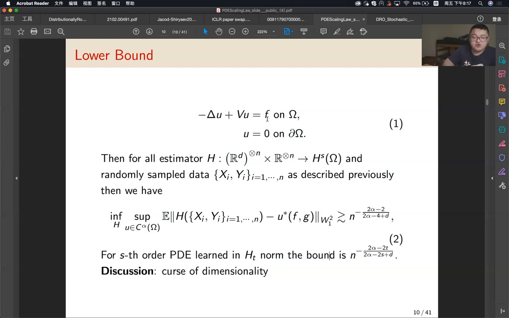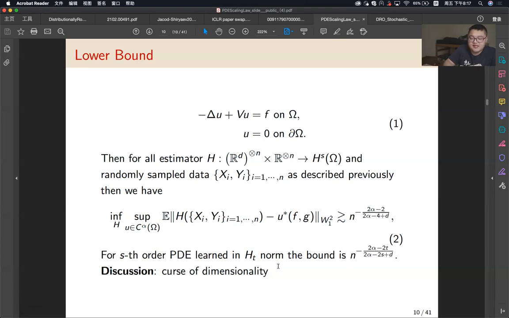And for the F, what's the norm here? Because the U is in the H1 norm and the PDE is a second order PDE, the norm on your F is actually the H minus one norm, right? So the lower bound here is exactly the lower bound for estimating F in the H minus one norm. Okay, this is another view to understand this bound.